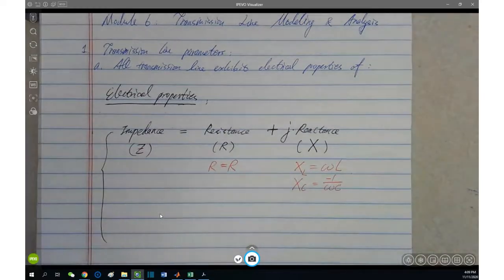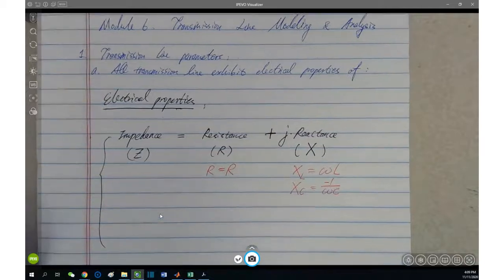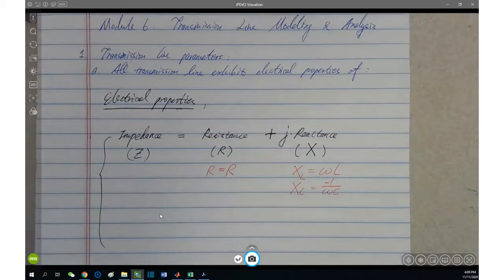Q, I think, is reactive power. Q is not playing a role in any electrical properties. You don't have this.